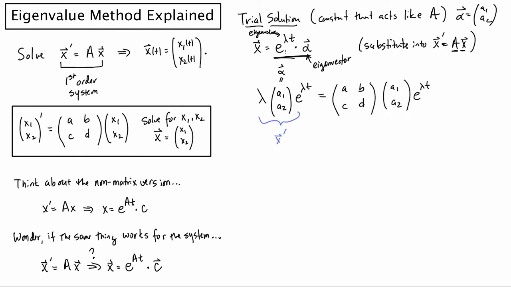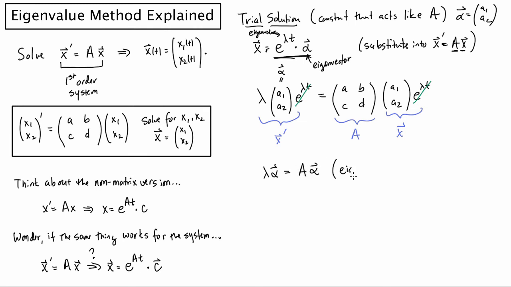Now, because e to the lambda t is not a matrix, it doesn't matter if alpha goes in front of this or behind it. E to the lambda t is just a function. It's not a matrix, so it is commutative with alpha. All right, so this is x, and this is A. So I've just substituted into the equation x prime equals Ax, where x is this vector solution involving eigenvalues and eigenvectors. Now, the first thing that you see here is because there's an e to lambda t on both sides, it's redundant. It can go away. So what we end up with here is lambda times alpha equals A times alpha.